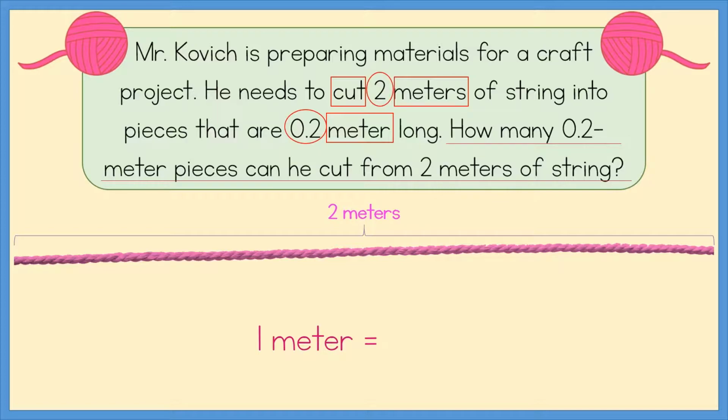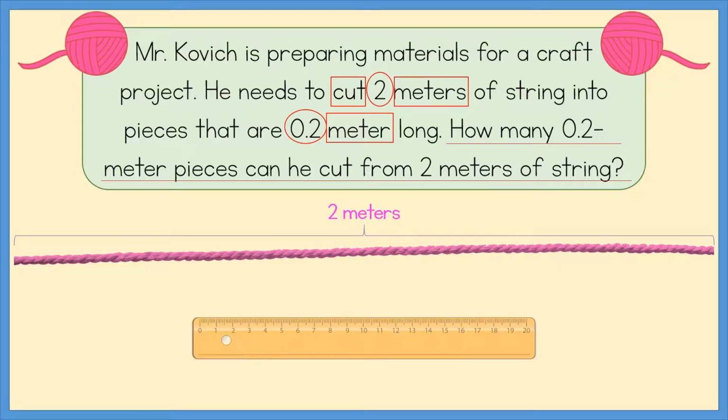1 meter equals how many centimeters? There are 100 centimeters in 1 meter. 1 centimeter is 1/100th of a meter. But since Mr. Kovich needs to cut 2/10 of a meter, 2/10 meter equals how many centimeters? 20 centimeters.